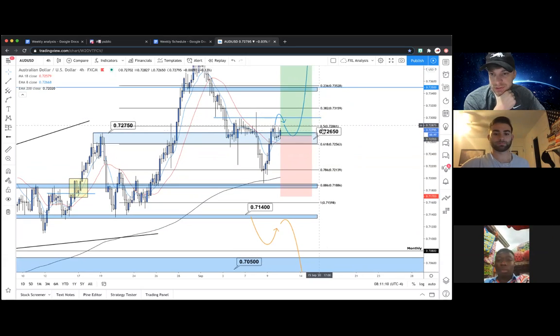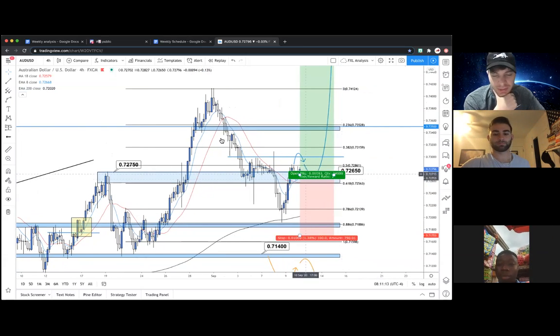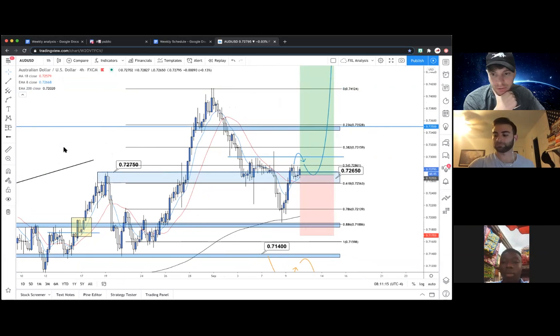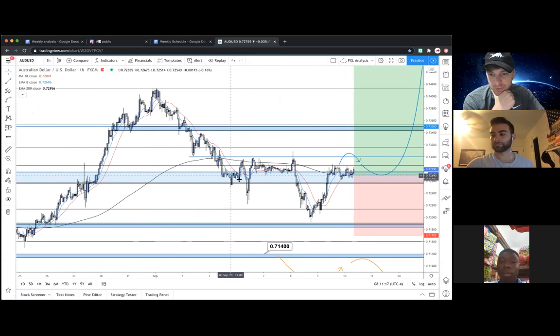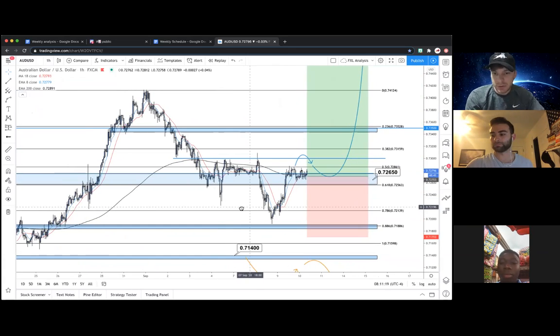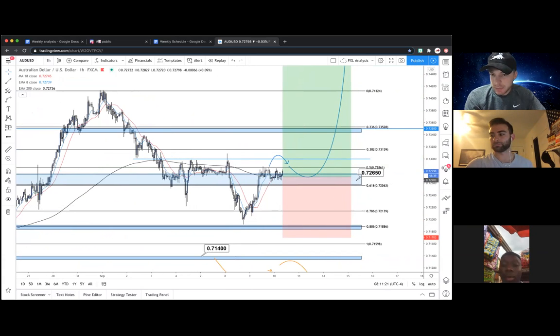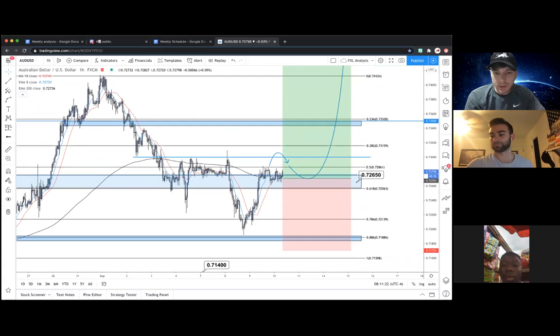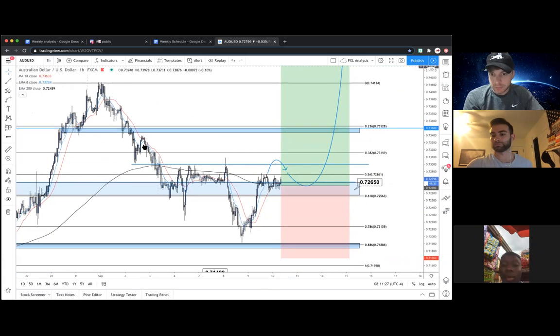So 0.7265. And this actually, guys, I'm gonna go to the 1 hour in this scenario here, is more or less an inverted head and shoulders. All right. So there's a few confirmations here that we want to see before we enter long, because this is close to entry, right? So now we're on the 1 hour. We're looking for setups here.